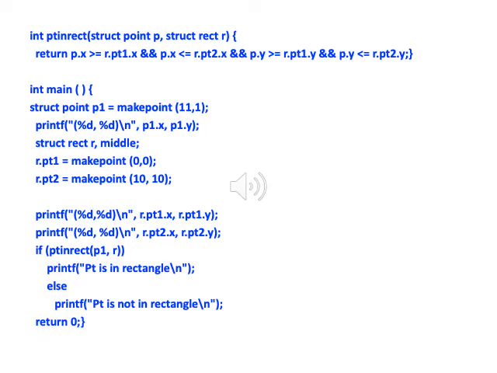And similarly, the same thing would hold for the rest of the expression. p.y, which is 2, is greater than or equal to r.pt1.y, which is 0, and less than or equal to r.pt2.y, which is 10. So in this case, a value of 1 or any other non-zero value is returned, which results in the if part being true, and therefore point is in rectangle is going to be printed. So again, you can run this, and you should be able to get the appropriate output.